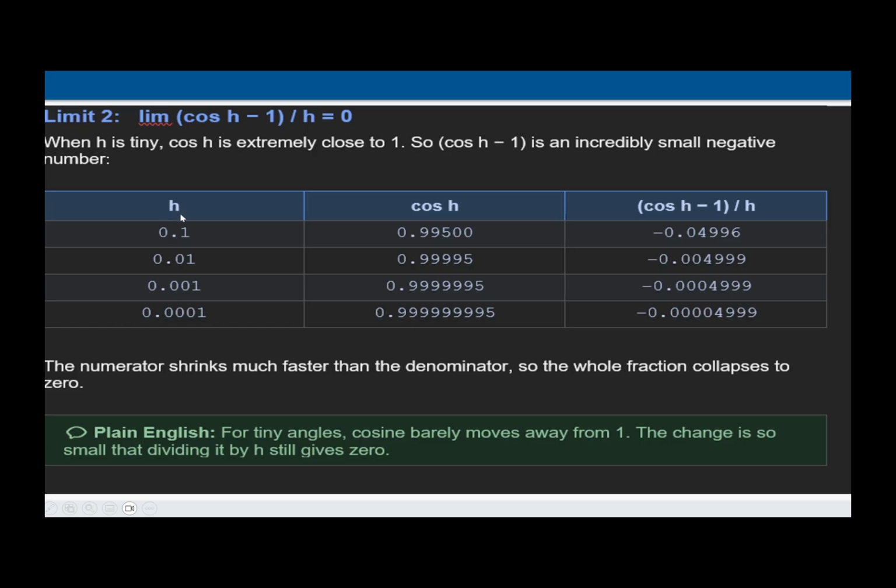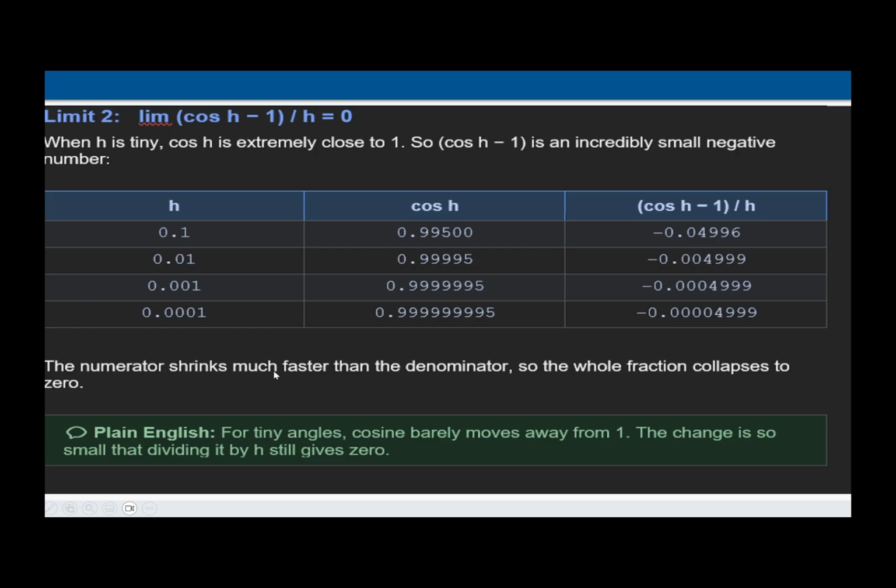Look at our figure here. h is a variable. Cos h will be this, and (cos h minus 1) divided by h gives you this answer. So as h decreases to 0.01, cos h gives you the number, and the result is almost equal to 0. The smaller the h, the closer to 0 it becomes, right?